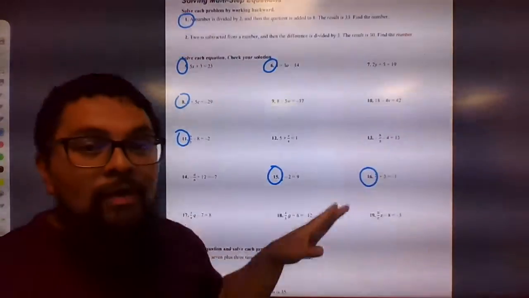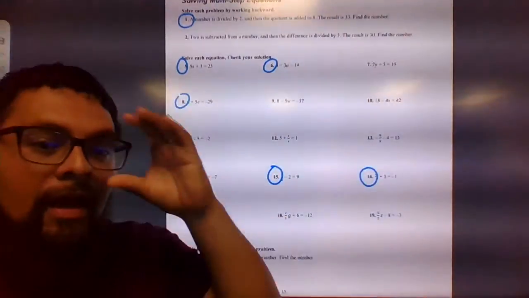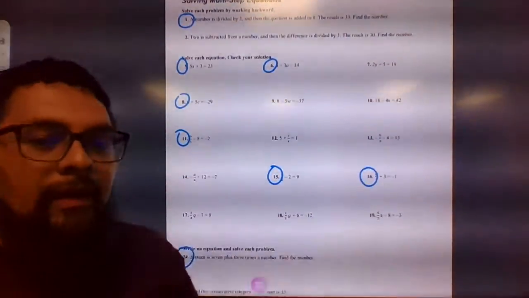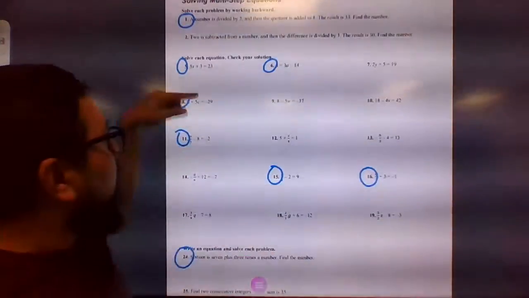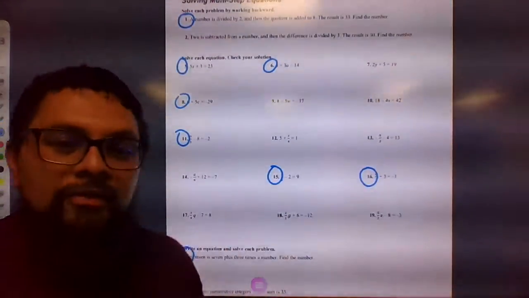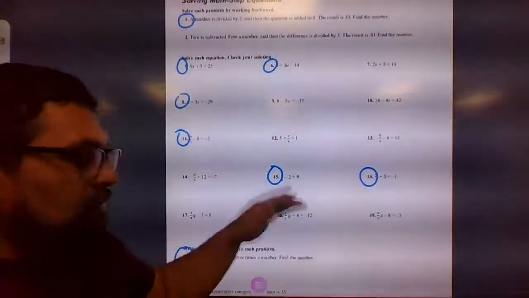Now, the reason why these numbers are all off, guys, is because I cut and pasted other problems off of here. Okay, there's other problems that were in here. There was 3 and 4 that were just too easy. So I cut those out. So that's why you see these weird numbers on here.